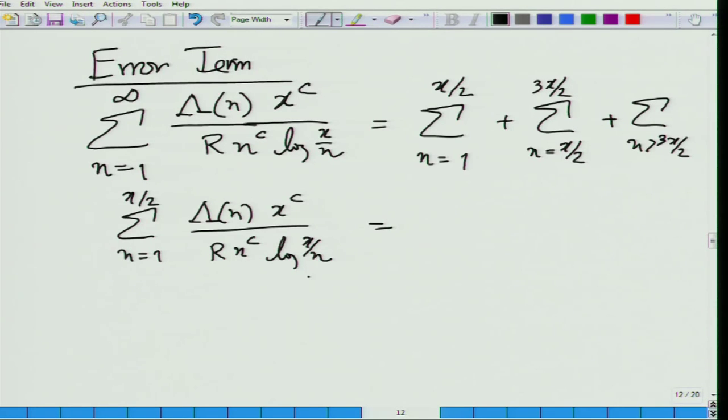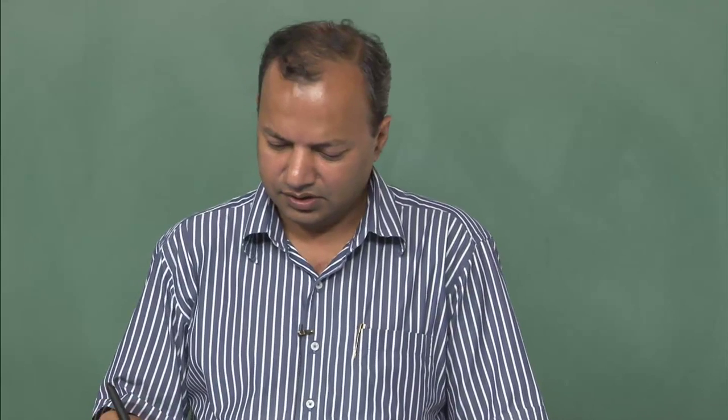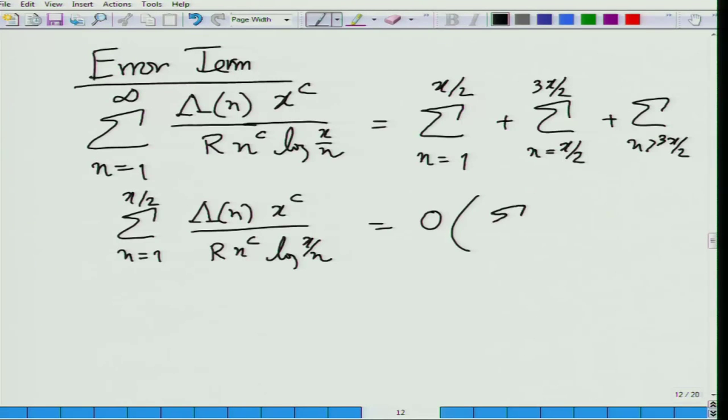Here, since n is always reasonably smaller than x, the smallest value that log x by n will take is a constant. When n is exactly x by 2, then this will be log 2, which is a constant. So the denominator we would like to make as small as possible. So this is certainly order the sum over n going from 1 to x by 2 of lambda n x to the c divided by r n to the c.